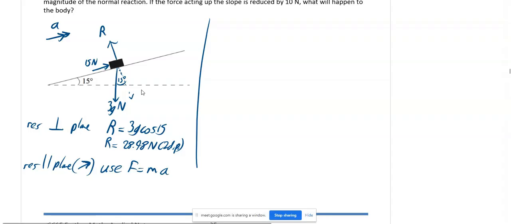Okay, Big Red, what is my force that is going up the plane, please? What force is pushing this thing up the plane, or pulling this thing up the plane? 15 newtons. 15 newtons, good man.